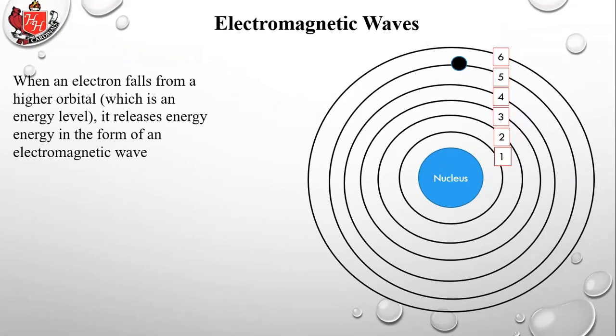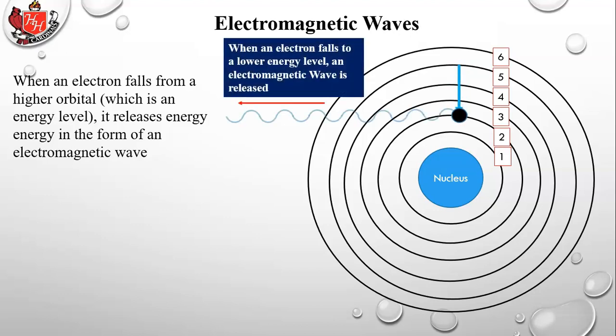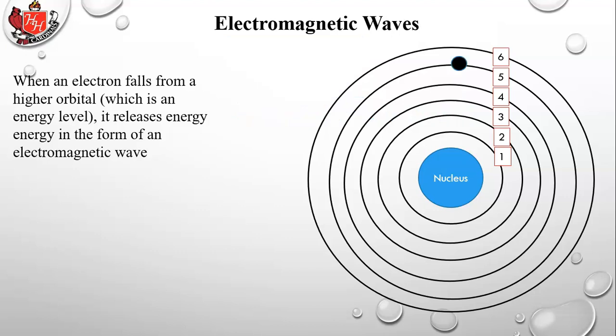Now, where do electromagnetic waves come from? This is an interesting little topic here. When an electron falls from a higher orbital, which is an energy level, it releases energy in the form of an electromagnetic wave. So there you see an electron that was on the 5th orbital and it fell down to the 2nd orbital. So when an electron falls to a lower energy level, an electromagnetic wave is released. So I'll show you that one more time.